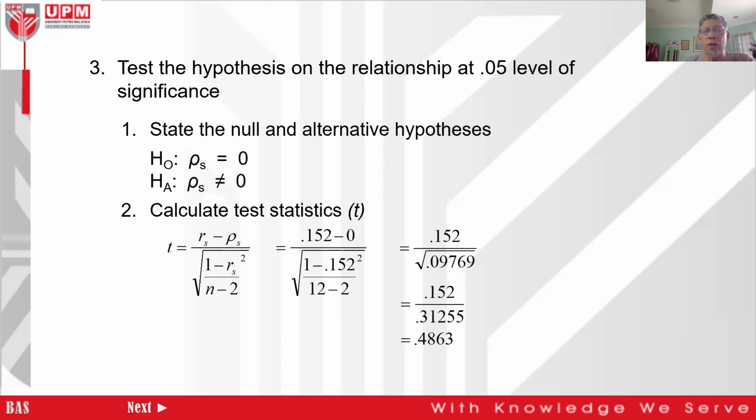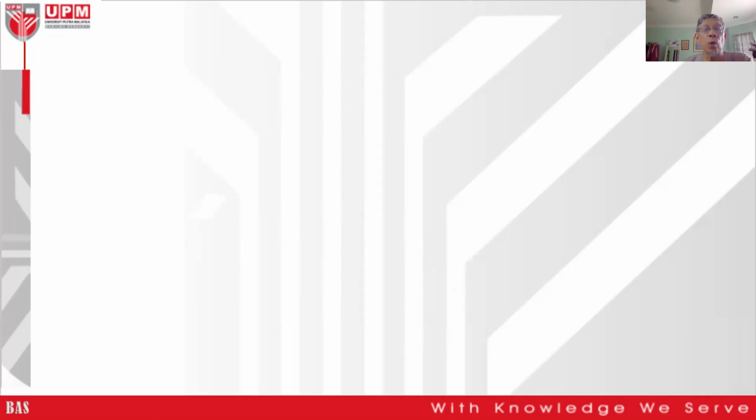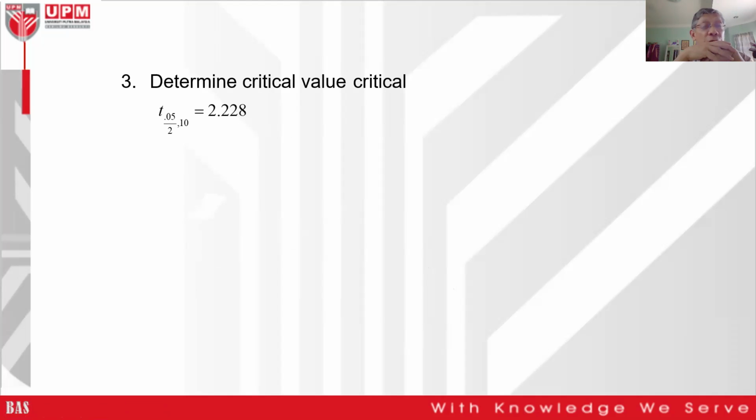So T is 0.4862. Is it big or small? It is comparatively very small, right? Because it is less than 1. So step number 3, we want to determine the critical value. In this particular case, since this is 2-tail, therefore alpha divided by 2. So if you go to your T table, alpha divided by 2 is 0.025, and degree of freedom is n minus 2. So 12 minus 2 will be 10. If you refer to the table, please open your table. Make sure the critical value at 0.025, at 10 degrees of freedom is 2.228.